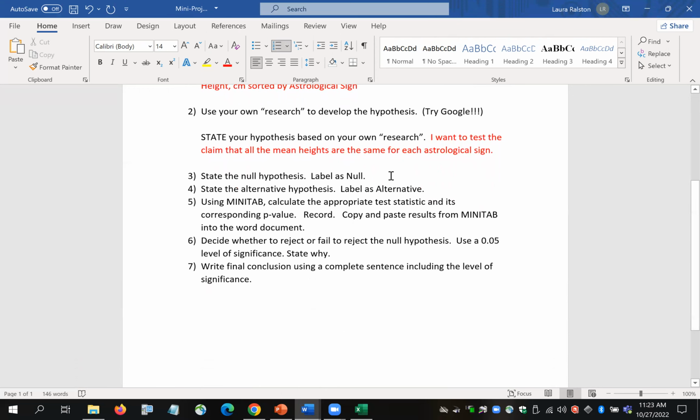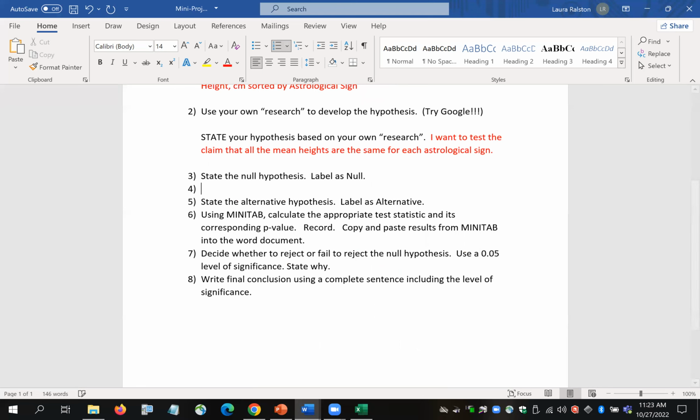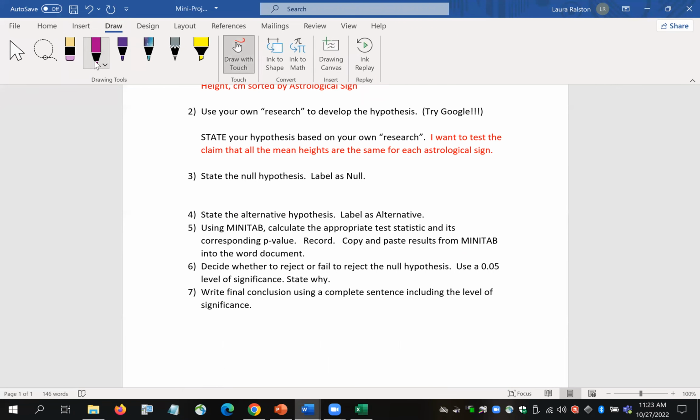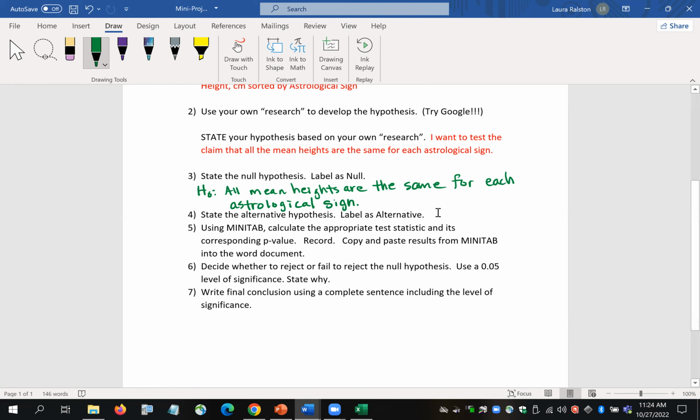From there, once you have determined what you want your hypothesis to be, it becomes really a standard hypothesis test. So you write your null hypothesis. My null hypothesis would be all mean heights are the same for each astrological sign. And that is my null, because the idea of them being the same implies that they're equal.